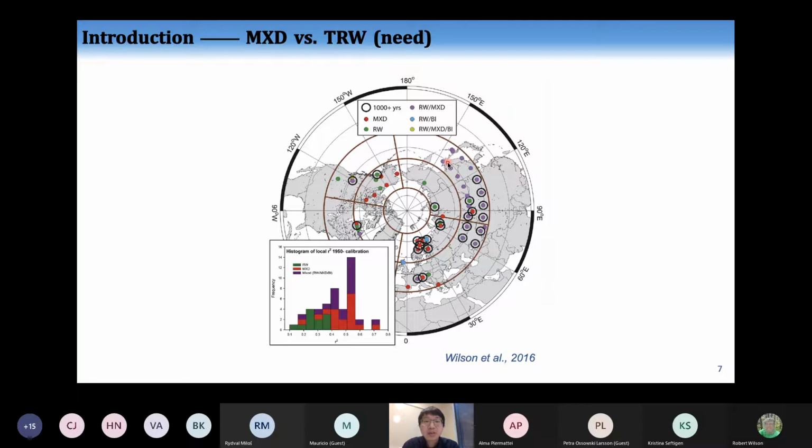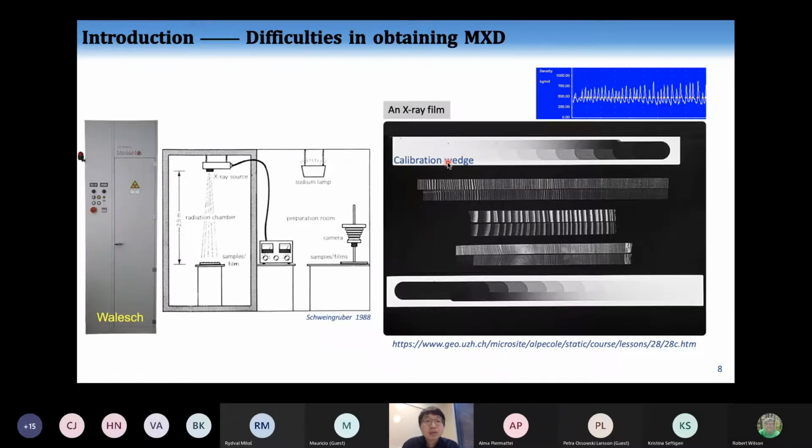So that means we are in great need of density data, but why are density data much less frequently developed? The most important reason is related to the methodology. In general, the density data are measured using X-ray radiography, or we say X-ray densitometry. When we measure the samples, we have to slice them into very thin pieces and place them on film. X-ray will pass through the object, and finally we will obtain a film like this on the right, where tree rings are showing gray colors. So we can then use a calibration wedge to convert these gray values into wood density.